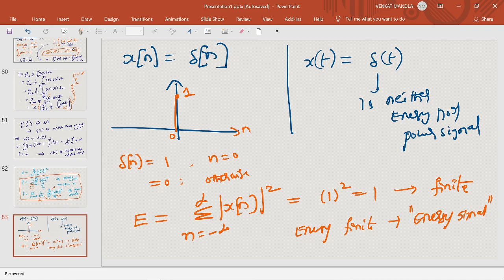See, for del of t at t equal to 0, del of t is infinity, not a finite value. But here for del of n at n equal to 0 we have 1, so it is a finite value. That's why we are getting del of n as an energy signal. This is the only difference.